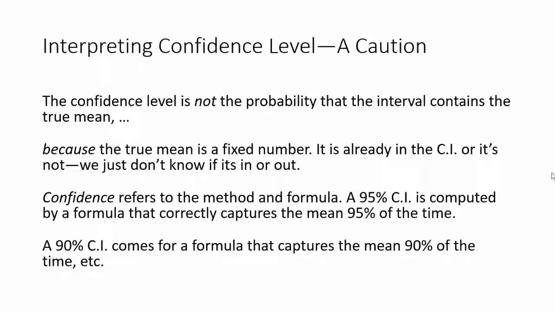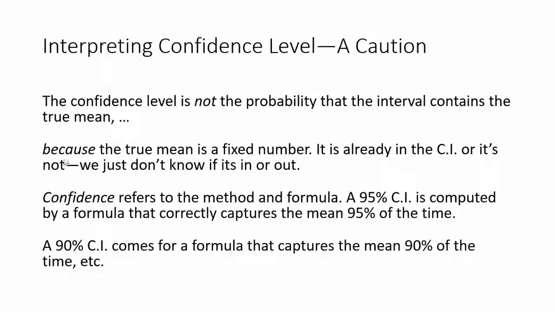And here's why. The true mean is a fixed number. It's already there. And it's either in the confidence interval or it's not in the confidence interval. We don't know which one it is, but it's either there or it's not there. So technically, in terms of probability, it's either 100% probability that the mean is in the confidence interval or a 0% probability that the mean is in the confidence interval, but frankly, we don't know which one it is.